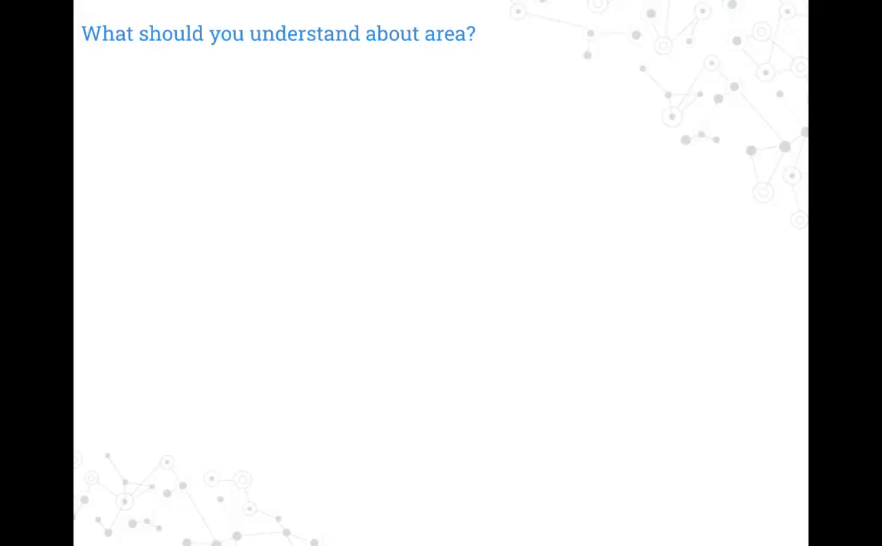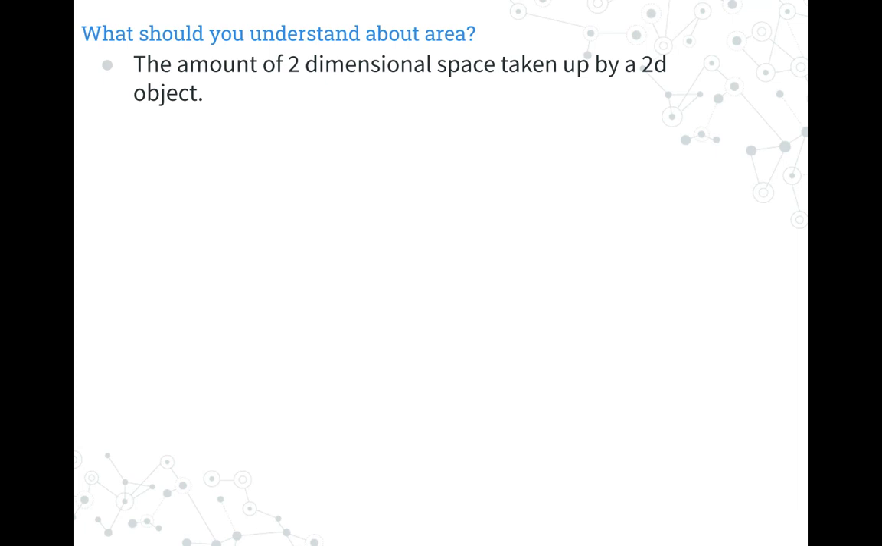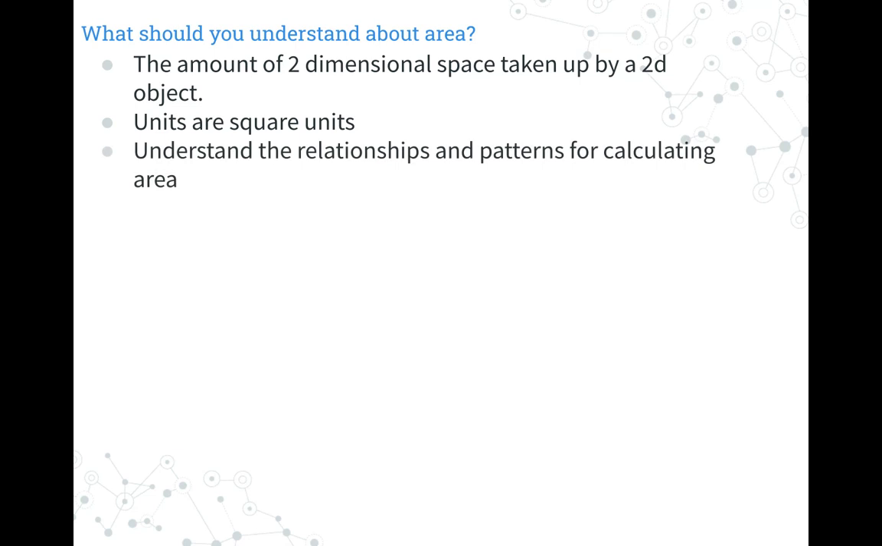So here's where we're going. After this lesson, you're going to understand that area is the amount of two-dimensional space taken up by a flat object. You'll also remember that the units used are squared units, because now we're measuring in two directions, two dimensions, so they're two-dimensional units, so it's units squared. Also, you'll be able to make connections and understand the relationships and patterns for calculating areas of different shapes.